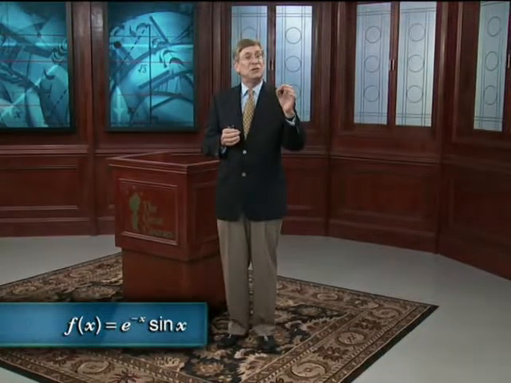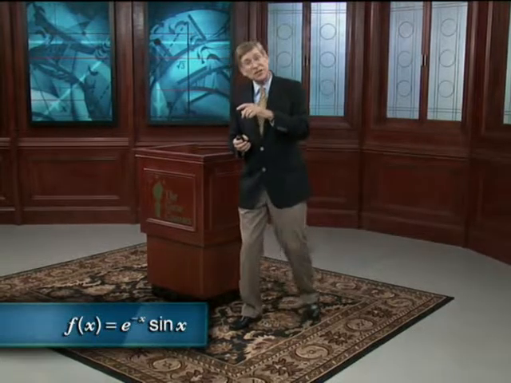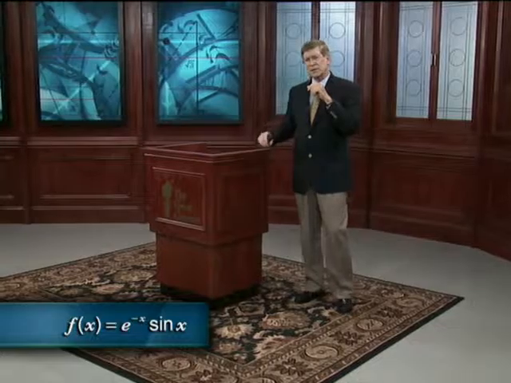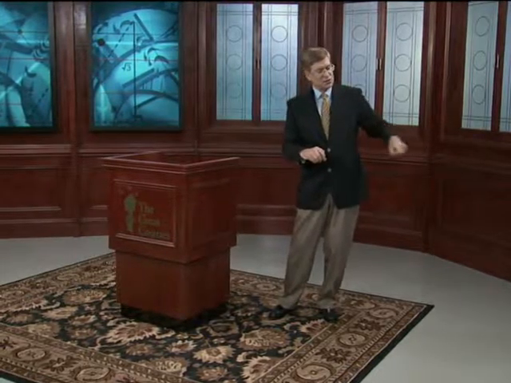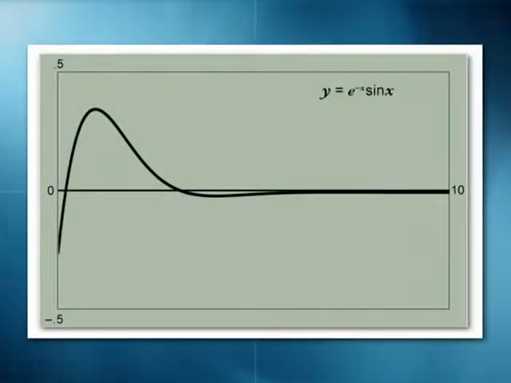So let's look at the graph of f of x equals e to the minus x times sine x. So sine x I know about, up and down, up and down, up and down. What about e to the minus x? Well, it's a decaying exponential, isn't it? As x gets bigger, e to the minus x tends to 0. So it's a decaying exponential. What will the graph of this product look like? Well, here's a picture of it on a graphing utility. This is the graph of e to the minus x sine x.